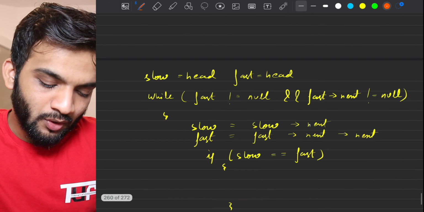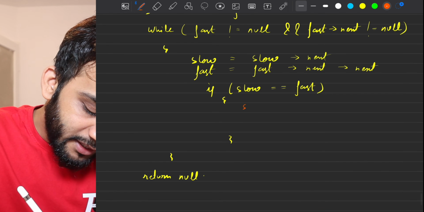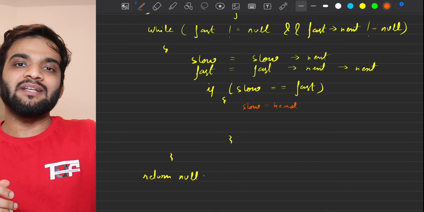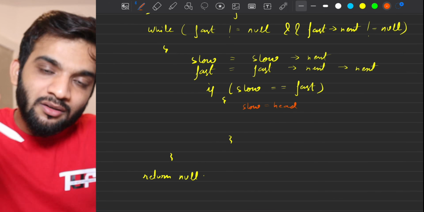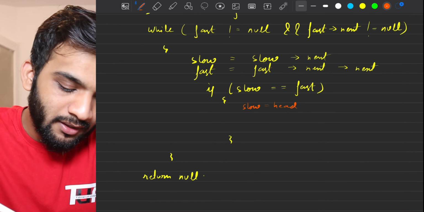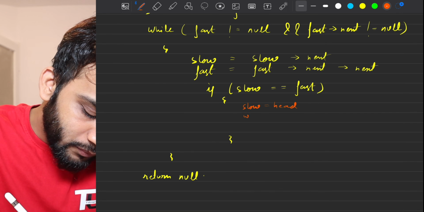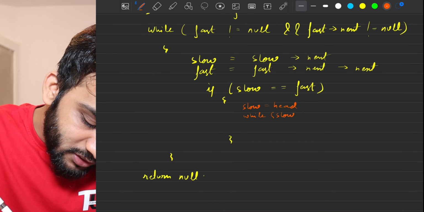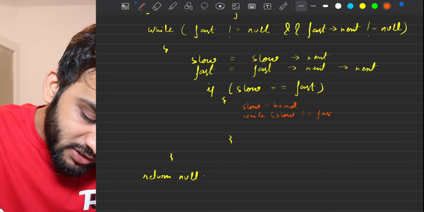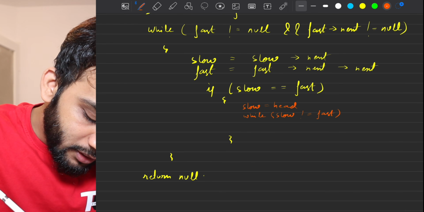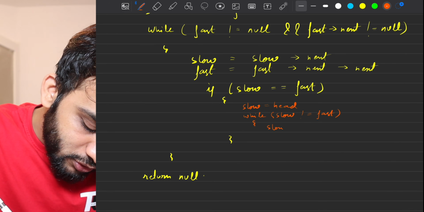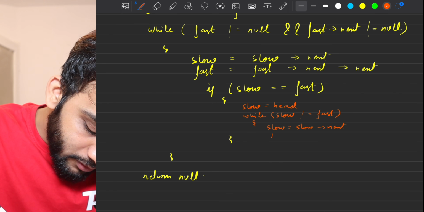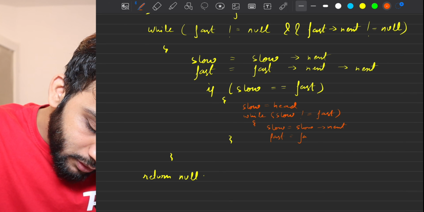Same thing we will do. What we will do is, we will take the slow pointer, you can also take the fast pointer, and place it at the head, and then we will try to move it step by step till they collide. So I'll be like, hey, till they collide, which is basically stating slow is not equal to fast, because if they haven't collided, can you move the slow to slow next? And hey, fast, can you move to next?